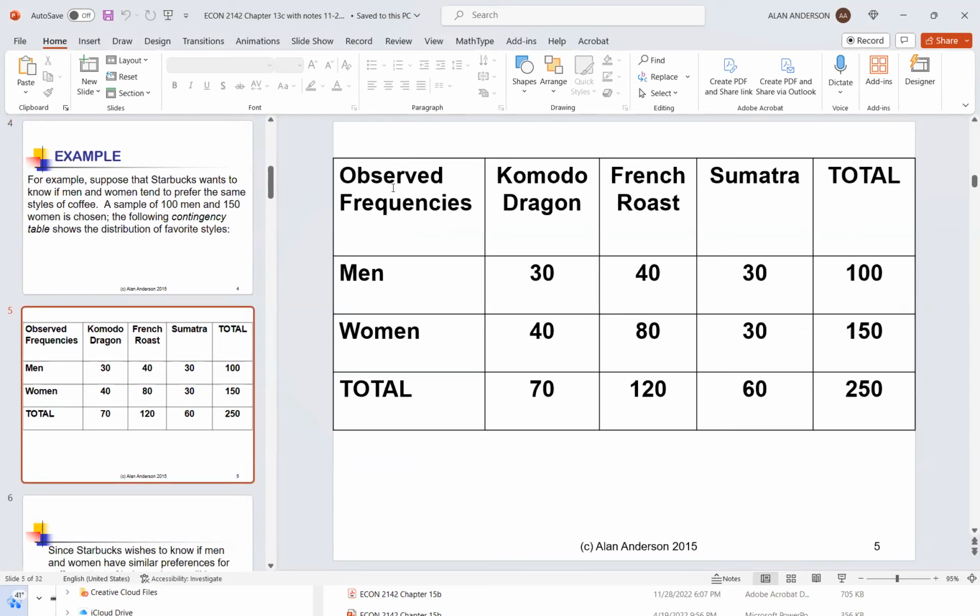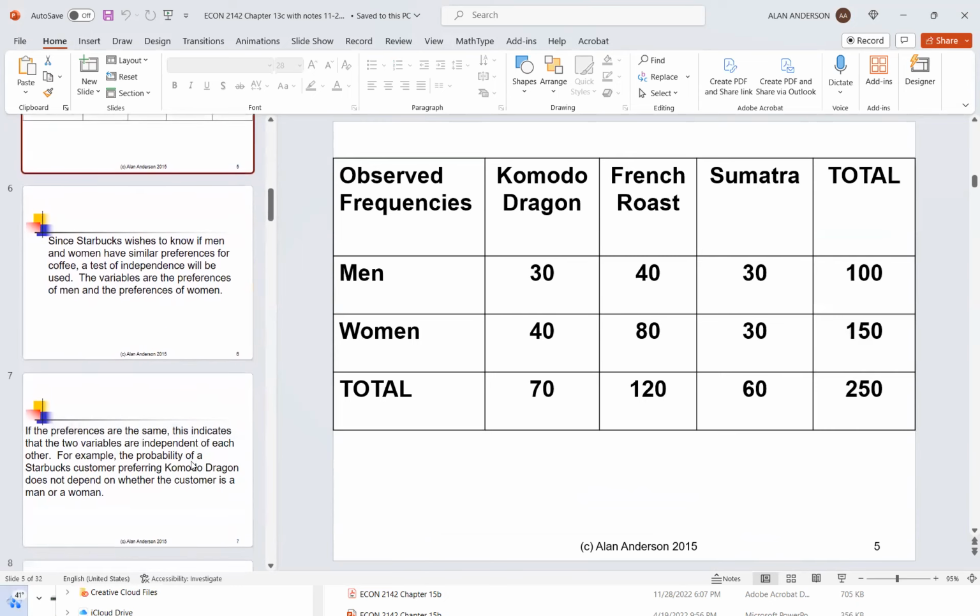So you see here, instead of just a single row of observed values, we have two rows, an entire table. And so men and women are broken down, and we see that we listed them by whether they prefer Komodo dragon, French roast, or Sumatra. So these are the totals down here. We want to know if the proportion of men who like Komodo dragon, French roast, and Sumatra is the same as it is for the women.